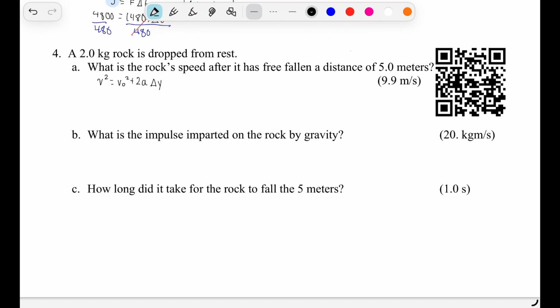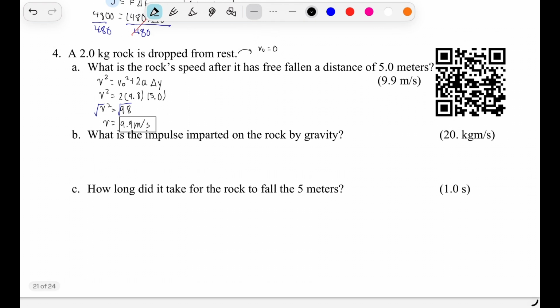And since we know that it's dropped from rest, that means that initially it had a velocity of 0. So if we plug in everything, 2 times 9.8 times 5.0 simplifies to v squared is equal to 98. We want simply just v, so we can take the root of both sides, and then v is equal to the square root of 98, and that is approximately going to be 9.9 meters per second.